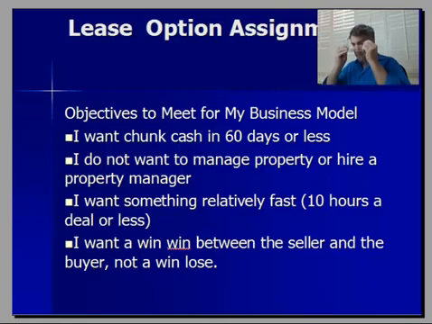All right, so I put this up, objectives to meet my business model. Now, why did I do this? I want chunk cash in 60 days or less working a deal. So I'd like to get a $5,000 check or more for each particular transaction. And another objective for me is I don't want to manage property or hire a property manager. I don't want to do that. So I don't want to buy and hold and keep an eye on tenants. I want something relatively fast, and I consider relatively fast 10 hours a deal or less.